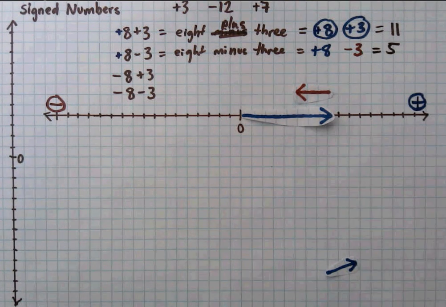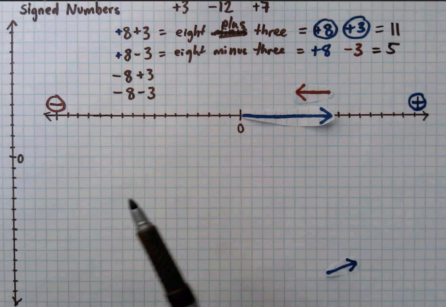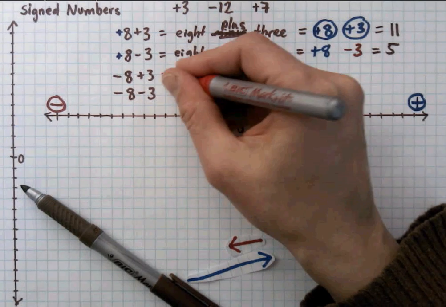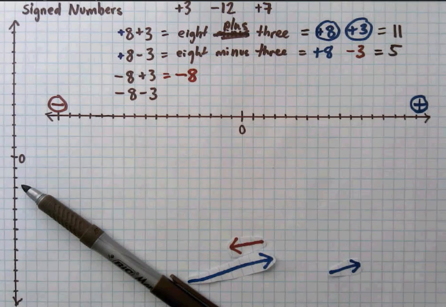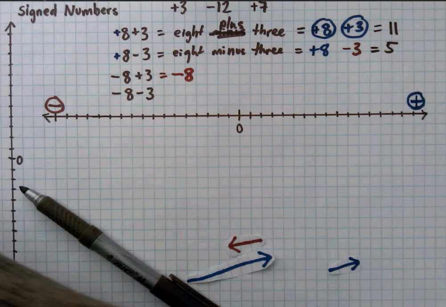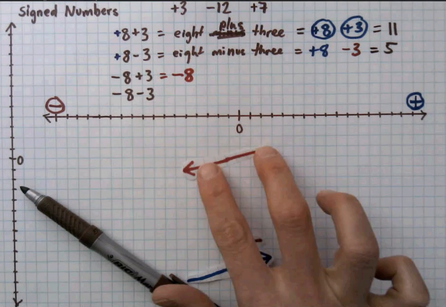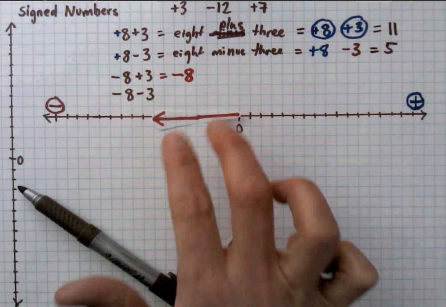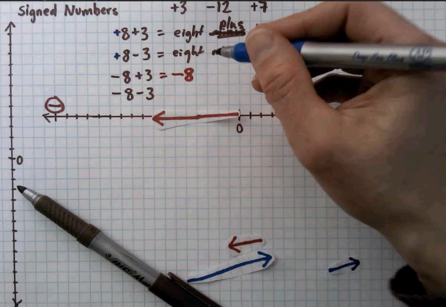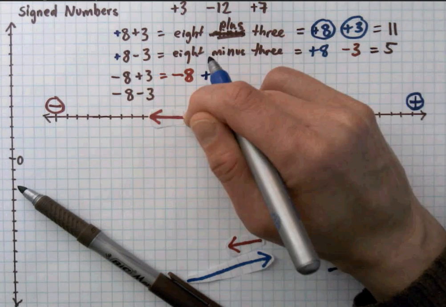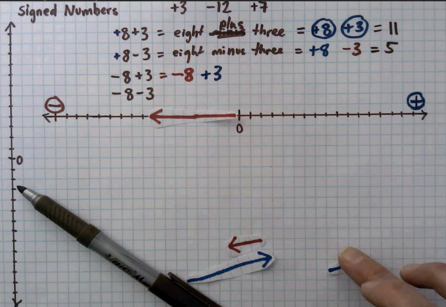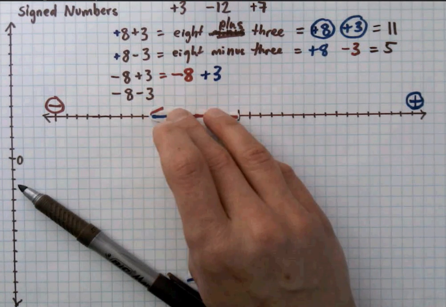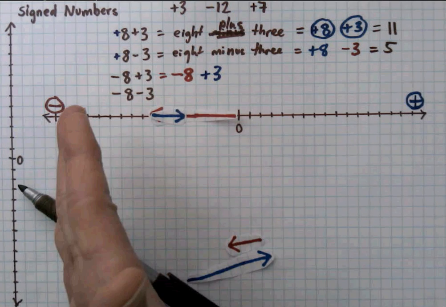Well, what if we begin with a -8? So we start from 0, and now we're going 8 in the negative direction. We begin with a -8 and then combine with that a +3. Now we're going to turn and head back towards 0, 3 units. So 8 and then turning and coming back 3. That leaves us still on the negative side of things, but at a -5.